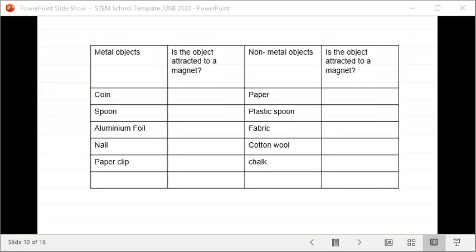Okay, Yandisa, so you have a question? Yes, ma'am, the question is asking, is the object attracted to a magnet? Should we use yes or no? Yes, you should use yes or no, but we will go through the answers together. So all I need you to do now is just to draw the table in your books. And then as we go through the answers, you guys can write them down in your notebooks. Okay, ma'am. Thank you. Okay, beautiful.